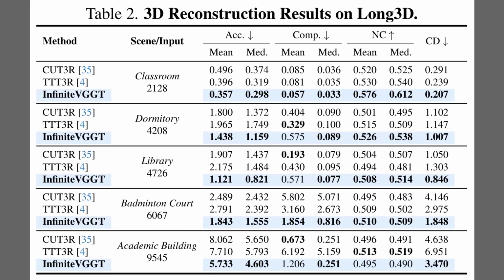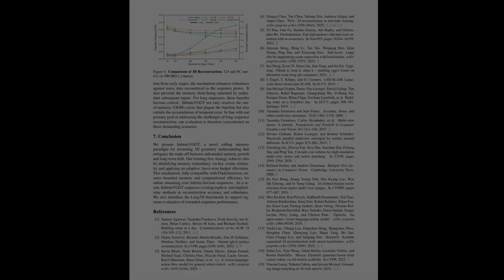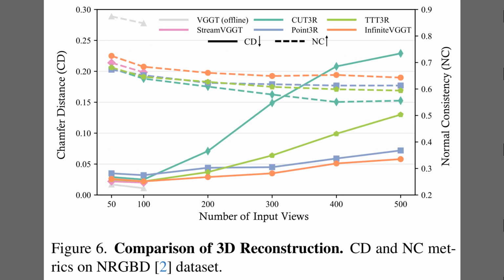Moving to the ultimate stress test, Table 2 reports performance on the author's new long 3D benchmark. The scene column reveals the scale of this challenge, with inputs ranging from roughly 2,000 frames in the classroom up to nearly 10,000 for the academic building. While competitors like CUT3R and TTT3R see their error rates climb on these marathon sequences, InfiniteVGGT stays robust. In the bottom rows, it secures the best scores for accuracy and normal consistency, confirming it successfully limits drift over long periods.